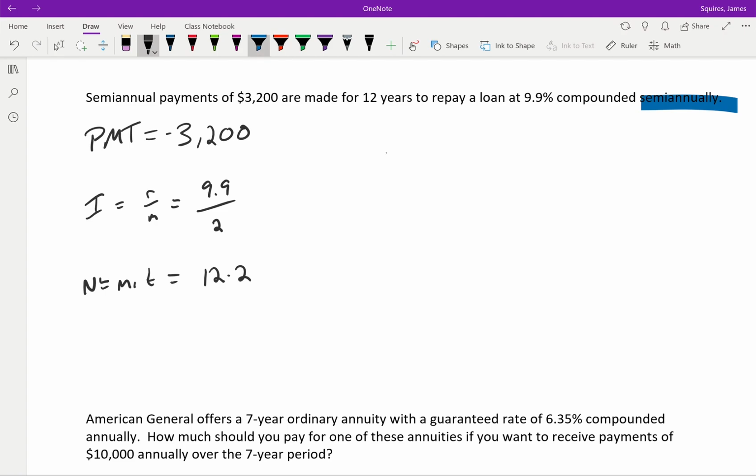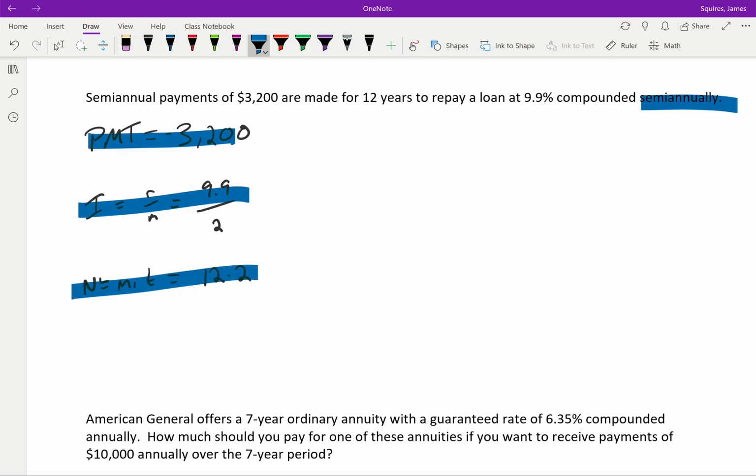So now we have 3 bits of information: our payment, our per compounding interest rate, and the number of compounding periods. And once again, we can compute for what the present value equals. If you compute for the present value, it equals $44,371.22.